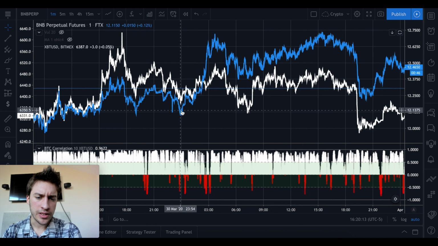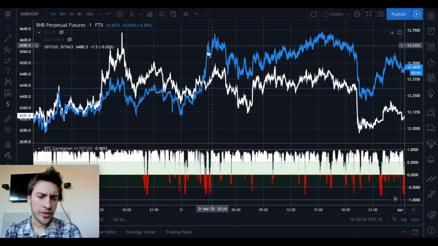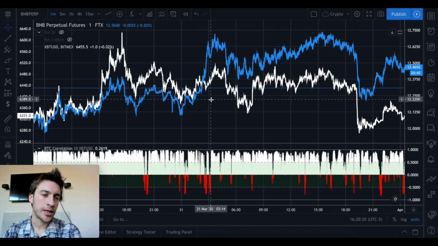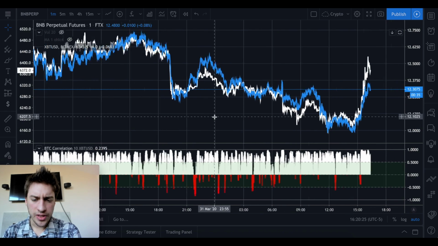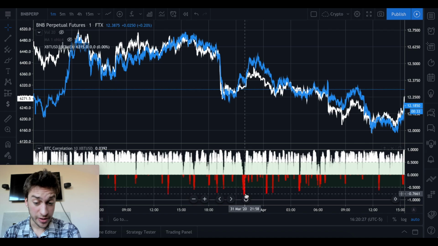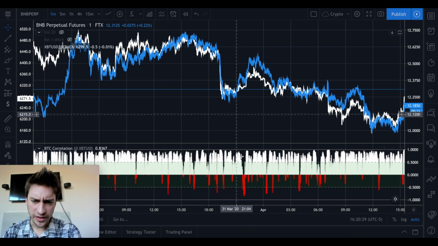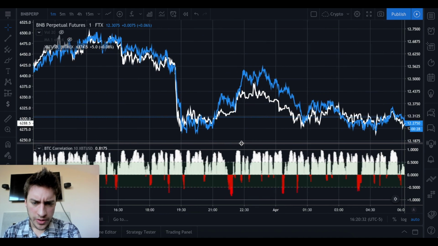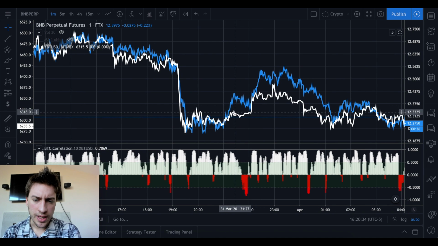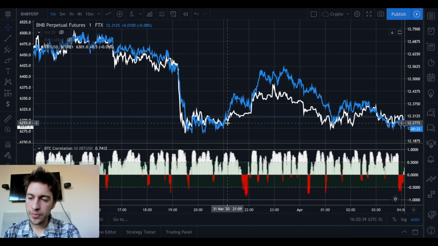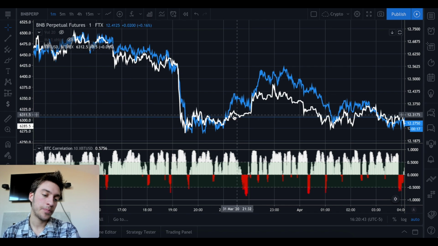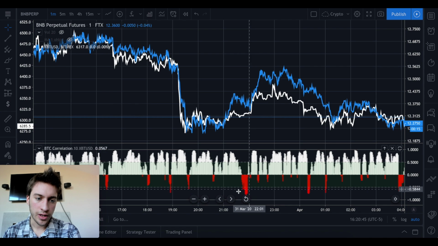You can see that BNB does spike right here. This could have been an opportunity for us to take advantage of the spread between BNB and XBT USD, or Bitcoin. And it looks like we do have some heavy divergence here where the correlation was what, negative 0.75. What was going on here? Oh, I see what was happening. BNB spiked up from about 12.28 up to about 12.42. Bitcoin did nothing, and because of that, we got negative correlation.